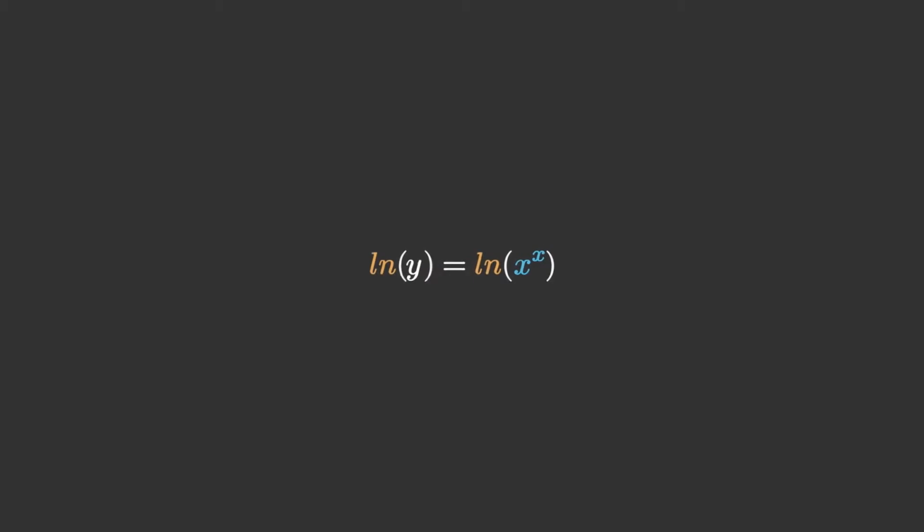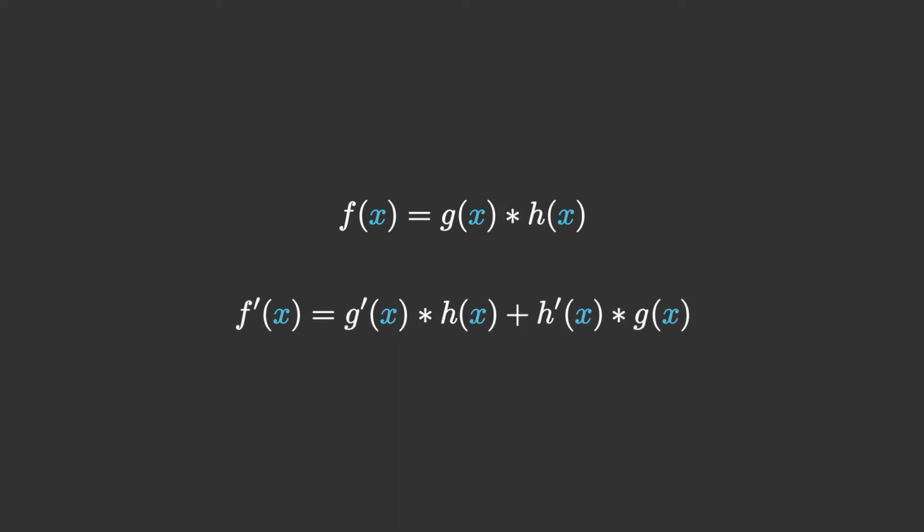We can solve this by taking the natural log of both sides of the equation and bringing the exponent down to the coefficient. Next, we can take the derivative of the entire equation and differentiate the left side using implicit differentiation. The next thing we have to do is use the product rule. Product rule, as shown above, allows you to take the derivative of a product of functions.